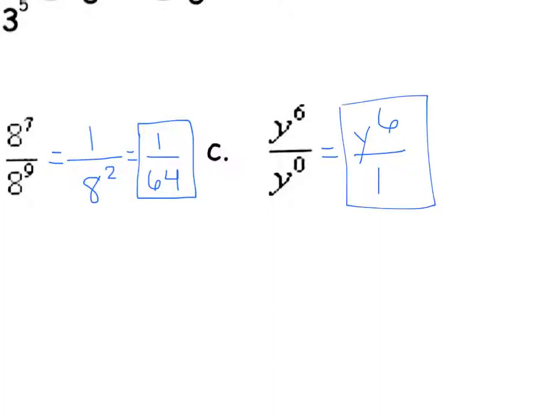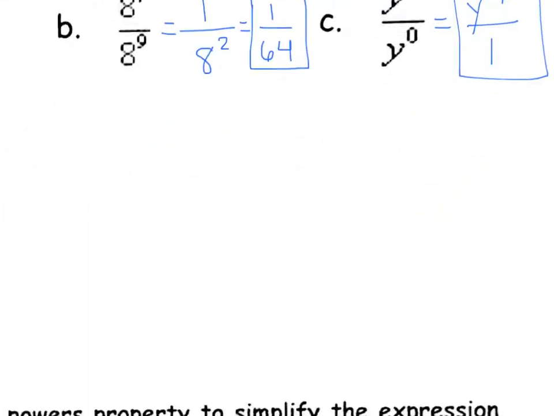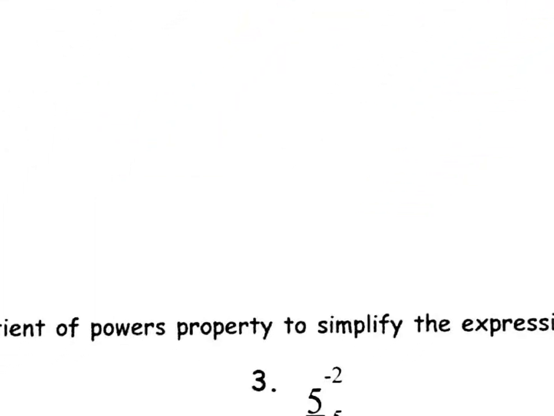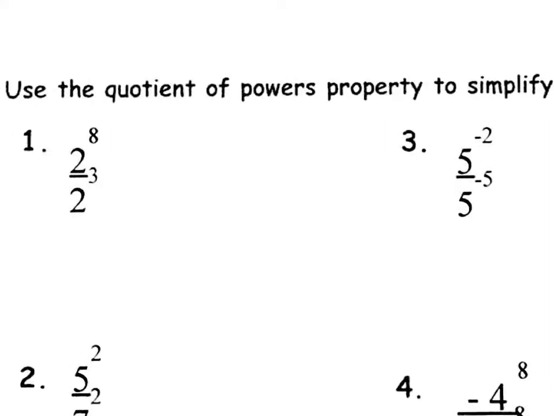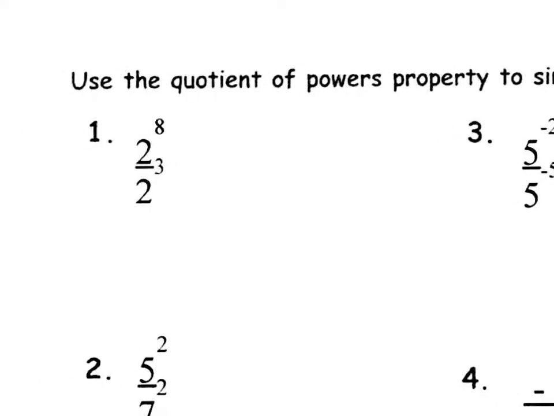So that's your answer, or you could just put y to the 6th. Okay. Let's look at some of these example questions. Here on number 1, the 2 is bigger on top, so the 2 is going to go on top. 8 minus 3, 5. Now this one, again, you know the answer. You can actually calculate it. 2 to the 5th is 32.